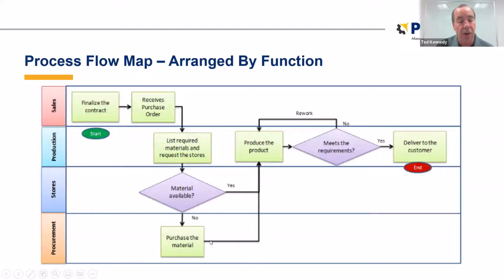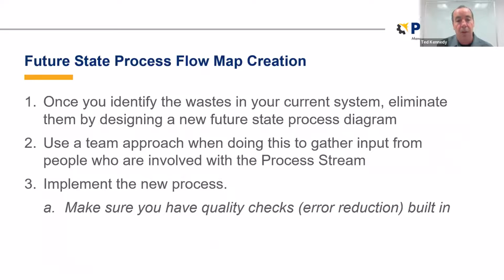This is always a very good way of looking at it, so you can see how many departments are involved in all the handoffs of material or information between the departments. By doing it this way, it can give you a lot of information versus the other way I was showing you. Once you identify the waste by looking at the map you did, you try to eliminate it by designing a new future state process map.